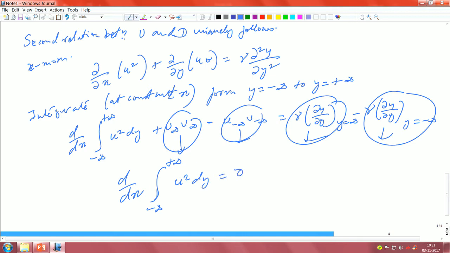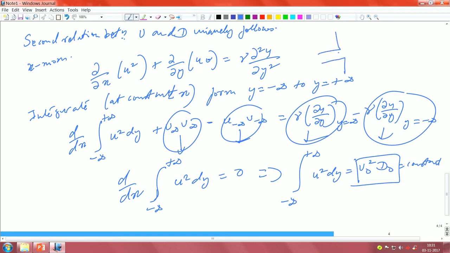This actually leads to the integral from minus infinity to plus infinity of u square dy equal to u naught square into d naught, that is equal to a constant. It must be a constant because this derivative is equal to 0. And what can that constant be? The constant should be the initial momentum that you are flushing out, and what is the initial momentum? Initial momentum is u naught square d naught. That is the initial momentum of the jet as it comes out of this nozzle.